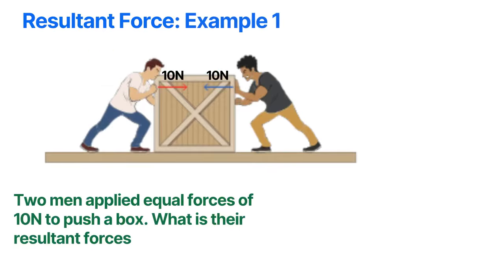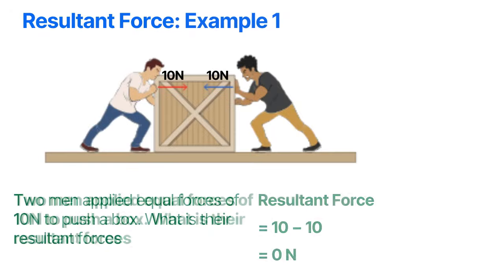Let's look at an example. Two men applied equal forces of 10 N to push a box. Let's find their resultant force. Here, the forward force is 10 newtons and the backward force is 10 newtons. These forces are equal and opposite, so the resultant force is 0 newtons. This means it's a balanced force. The box will remain at rest or move at constant speed.